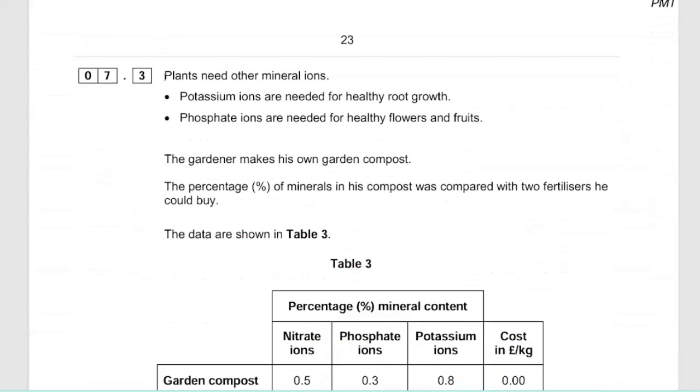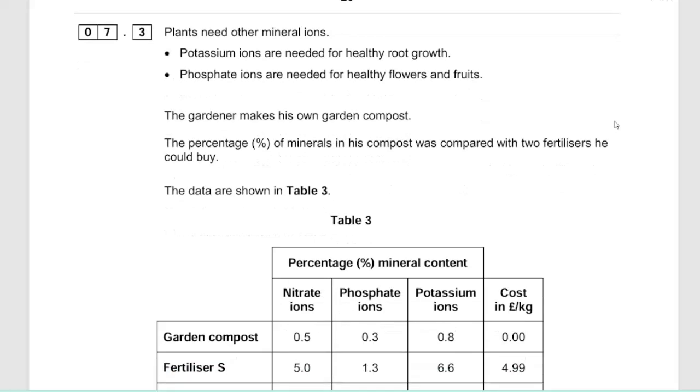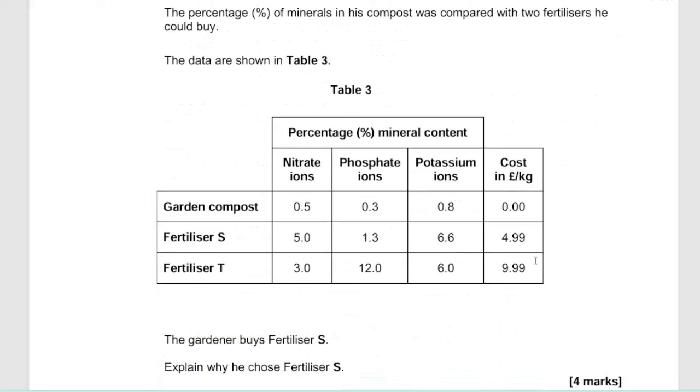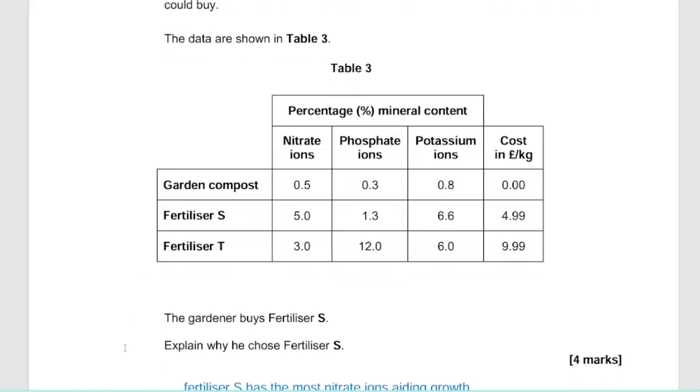Now, a bit more of a ramble for 7.3. Plants need other mineral ions. Potassium ions are needed for healthy root growth. Phosphate ions are needed for healthy flowers and fruits. The gardener makes his own garden compost. The percentage of minerals in his compost was compared with 2 fertilizers he could buy. And here we're just given a little table of their cost and the amount of nitrate, phosphate, and potassium ions. The gardener chooses to buy fertilizer S.